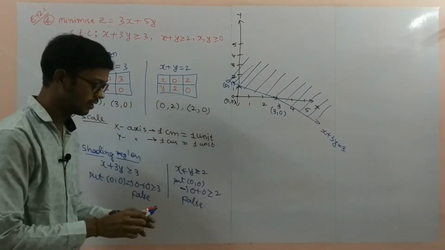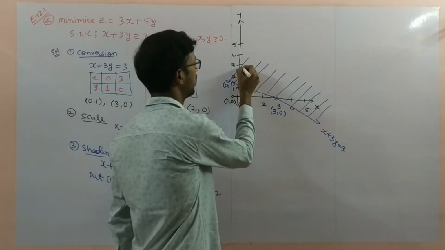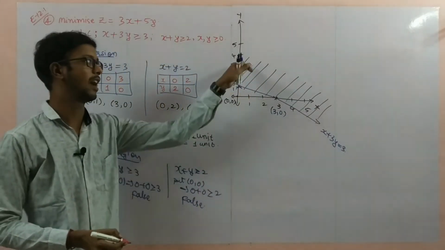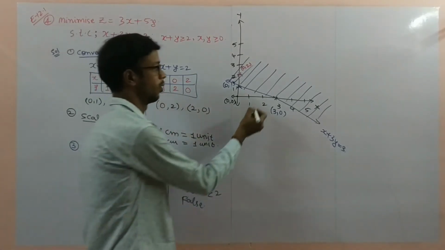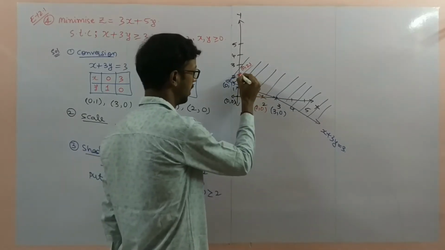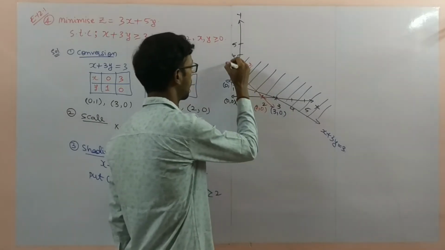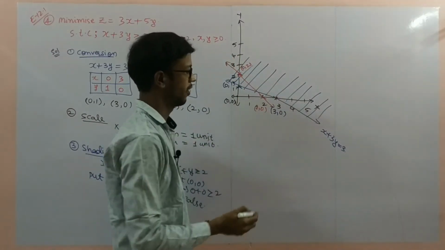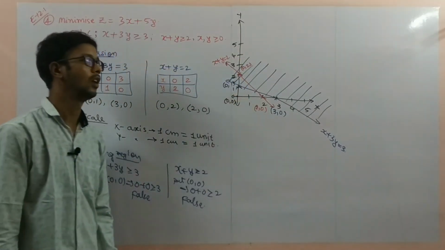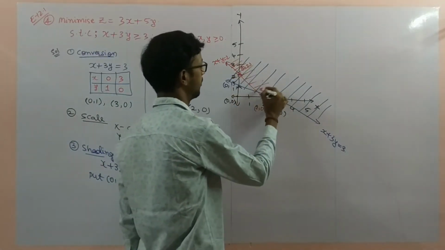Next, the second one. The 0 comma 2 point is this one. On the x axis 0, the y value is 2. Next, 2 comma 0 is here. Now you join the 2 points by the line. That line equation is x plus y equal to 2. Shade the region above the line.